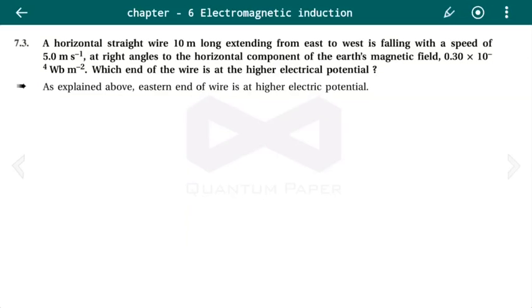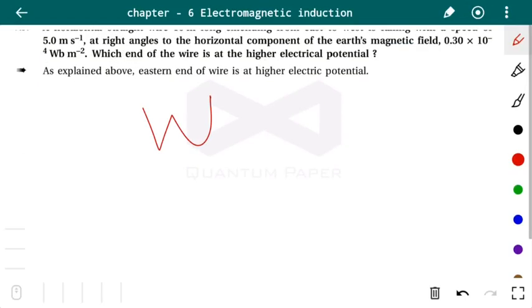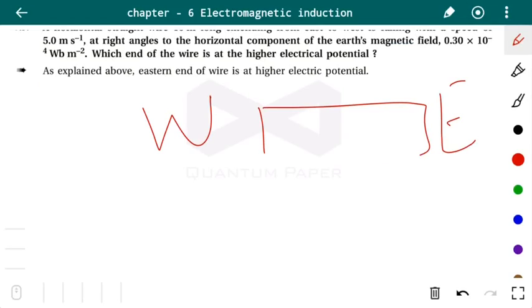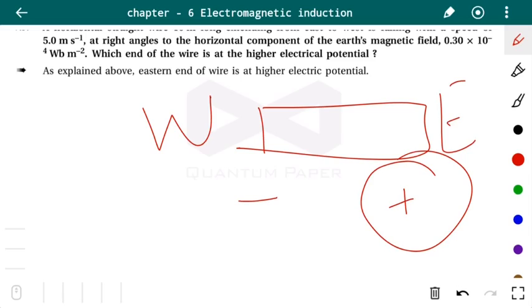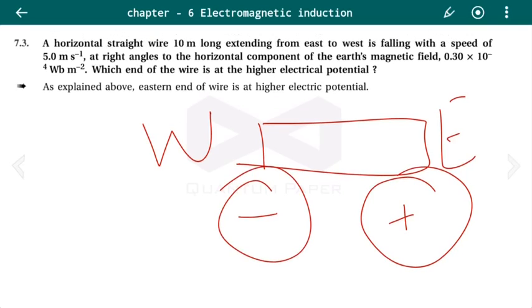So this we have already seen that the west portion of the wire becomes the negative terminal and the east portion becomes the positive terminal. So the eastern end is said to be at the higher potential and the west end is said to be at the lower potential. So student, you may note down this.